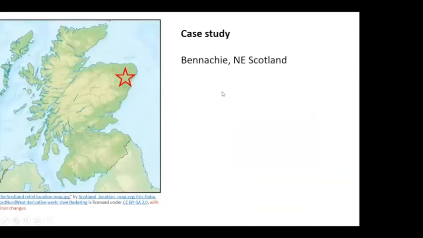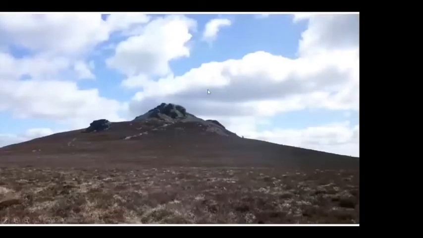So let's move to the case study to show you just an example of this type of science at work. I'm going to take you to Bennachie in northeast Scotland, obviously very close to Aberdeen. This is a picture of the Tap, the highest point on the hill of Bennachie. This is about 500 metres above sea level, and what you can see in the foreground here is blanket peatland. So essentially this means just a peatland that's draped or blanketed over the top of the hill.